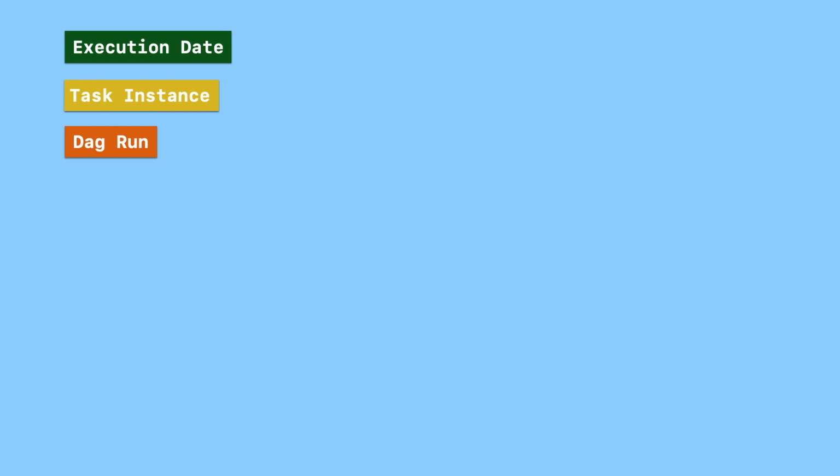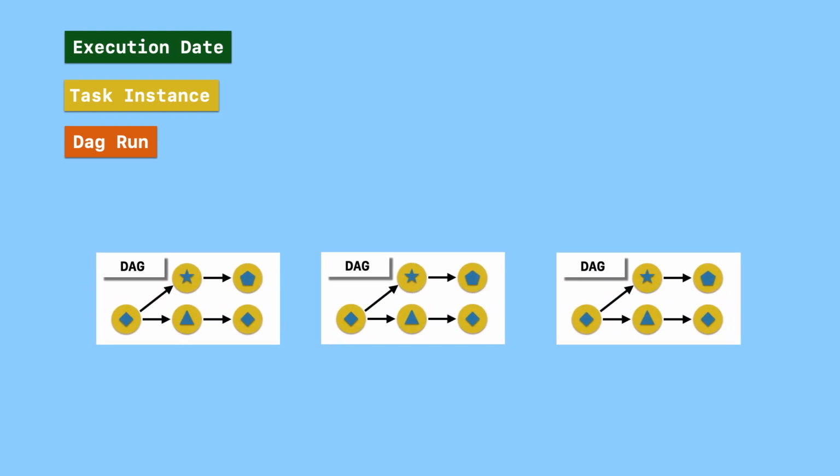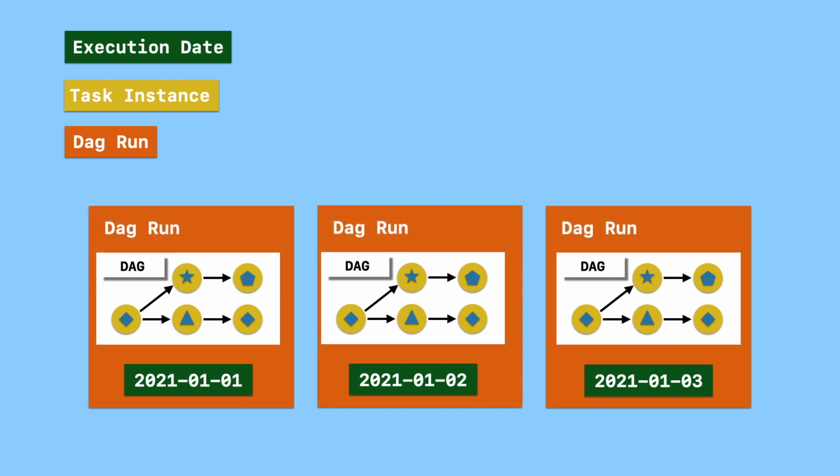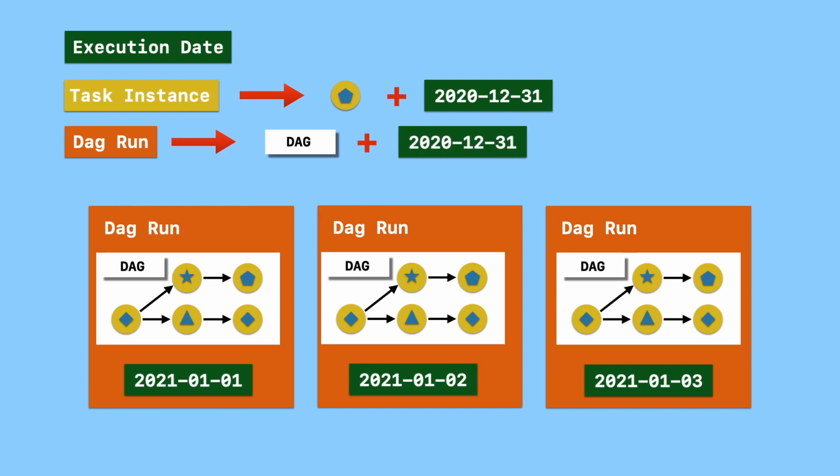The execution date is the logical date and time which the DAG run and its task instances are running for. For example, we might currently have three DAG runs that are in progress for 2021 January 1st to 2021 January 3rd. A task instance is a run of a task at a specific point of time, namely the execution date. A DAG run is an instantiation of a DAG containing task instances that run for a specific execution date.